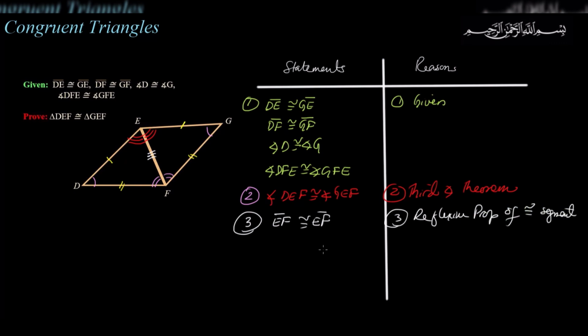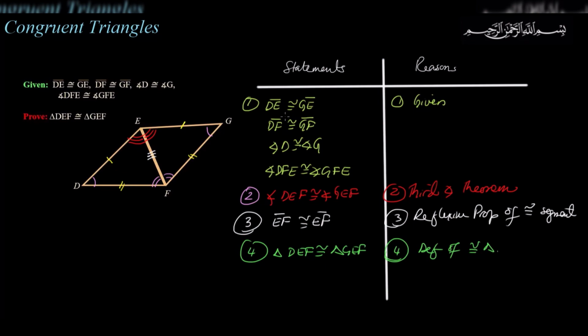Okay, reflexive property. Now we have three sides all congruent and three angles congruent. Then we can say the two triangles are congruent. Now we can say triangle DEF is congruent to triangle GEF, because of the definition of congruent triangles. Two triangles are congruent means that all the corresponding sides and all the corresponding angles are congruent. So we proved that these two triangles are congruent.